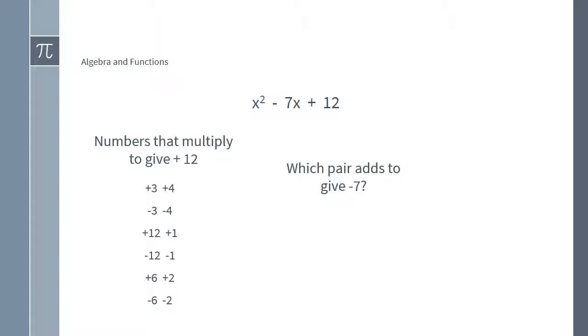But which of those pairs adds to give the minus 7 in the middle? Minus 3 and minus 4. So the brackets originally were x minus 3, x minus 4. That's factorising.